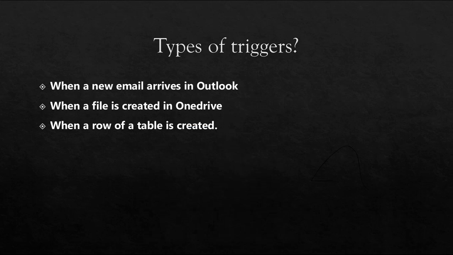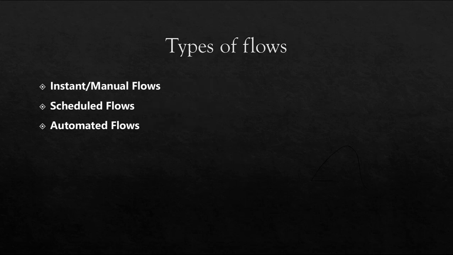What are the different types of triggers? As I already mentioned, when a new email arrives in Outlook, when a file is created in OneDrive, or when a row of a table is created in Dataverse, or you can also use SQL Server. You can connect it using connectors. And what are the different types of flows? We have instant and manual flows, scheduled flows, and automated flows.